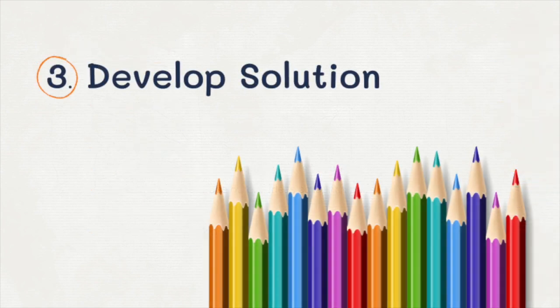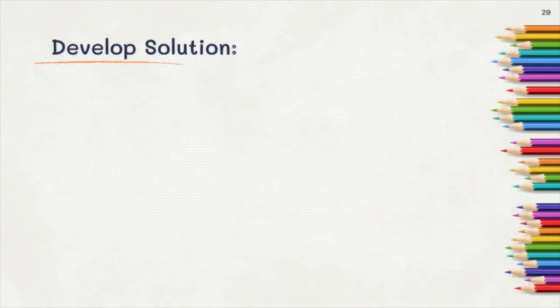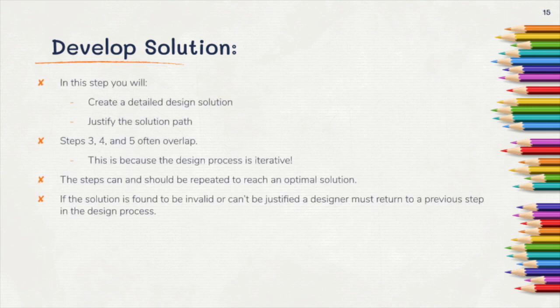The third step of the design process is to develop a solution. To complete this step, you will create one detailed design solution and justify your solution path. You may notice that steps 3, 4, and 5 often overlap. This is because of the iterative nature of the design process. These steps can and should be repeated for an optimal solution. If the solution you have created is found to be invalid or can't be justified, then you as the designer must return to a previous step in the design process.